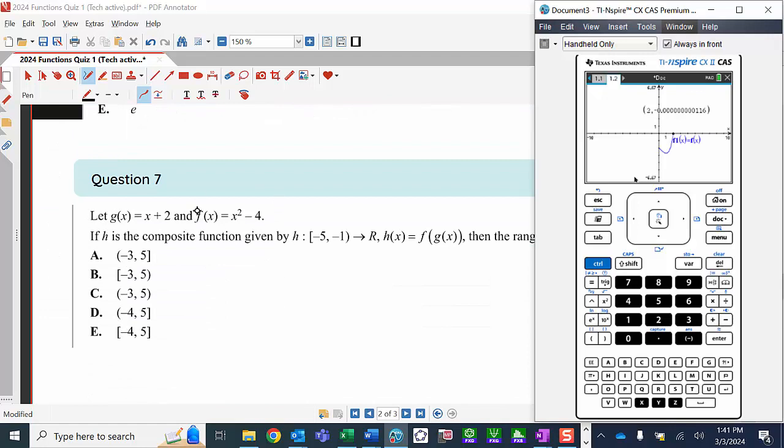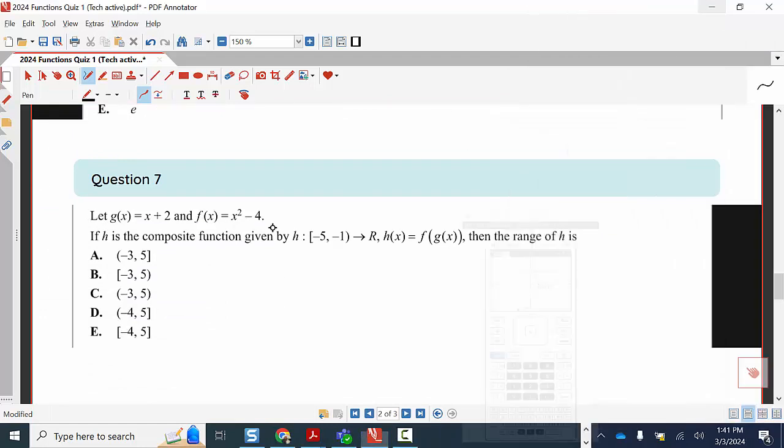Okay, so we've got a linear and a quadratic.